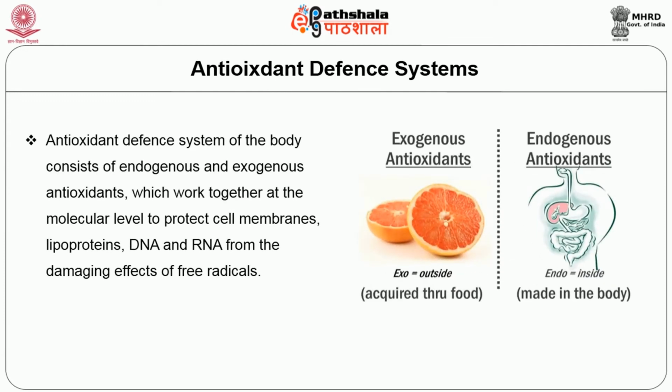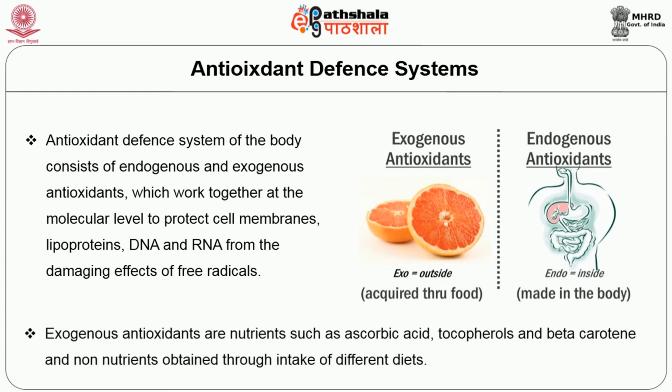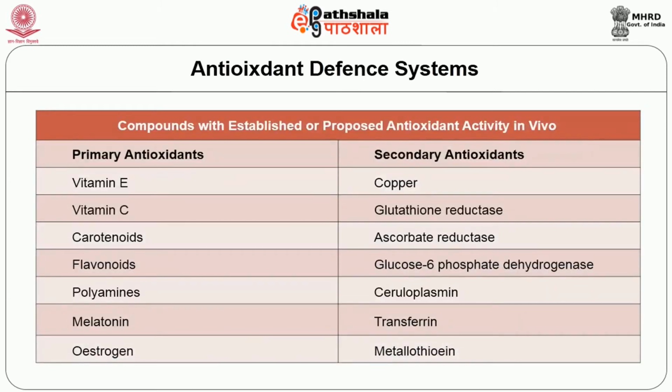Moving on to the antioxidant defense systems. The antioxidant defense system of the body consists of endogenous and exogenous antioxidants which work together at a molecular level to protect the cell membrane, lipoproteins, DNA and RNA from the damaging effects of free radicals. Exogenous antioxidants are nutrients such as ascorbic acid, tocopherols and beta carotene, and non-nutrients obtained through the intake of different diets. The compounds with established or proposed antioxidant activities in vivo are listed as follows.